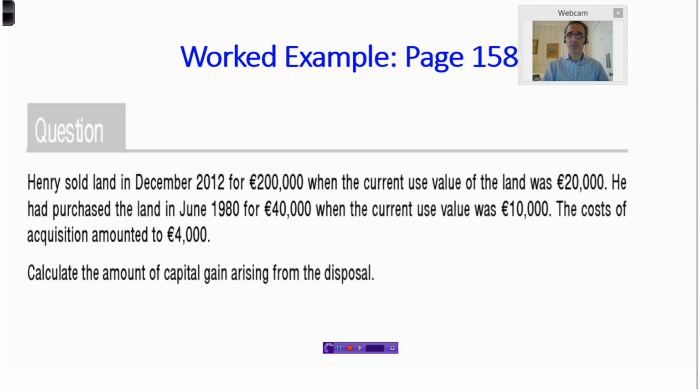So in terms of an example here, this is from BPP text 2012 rather than 2013, but the mechanics and the workings of tax are very much the same. So I'll just give you a moment to read that.